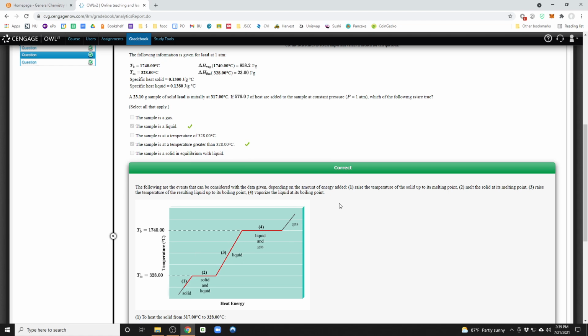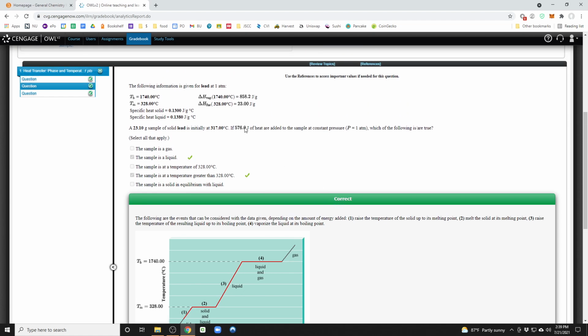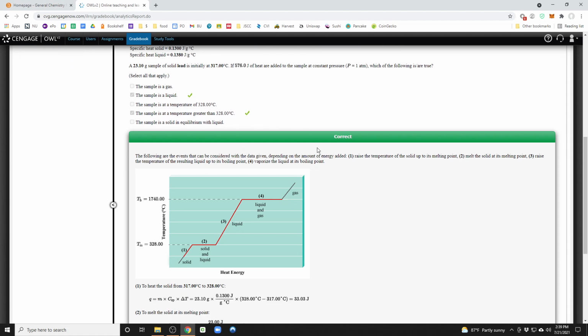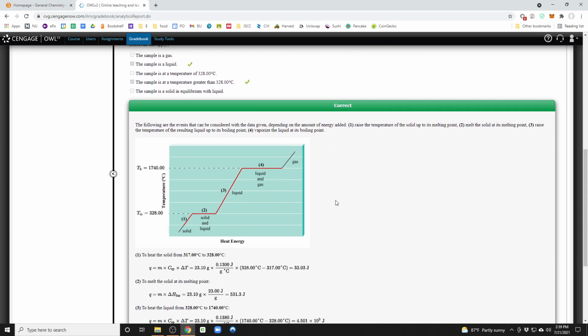Then we need to figure out what that amount of heat amounts to. If you've done a few problems, you could probably guess this one. Because we're not that far from the melting point, and this is a fairly small number, we probably just barely exceeded the melting point, and so it's probably a liquid. But let's go ahead and calculate it. That's just a way of guessing if you want.